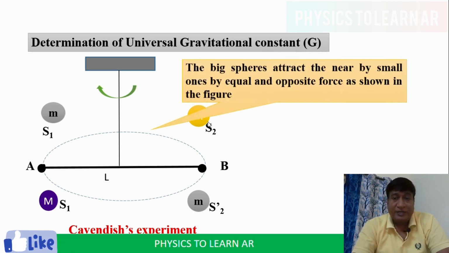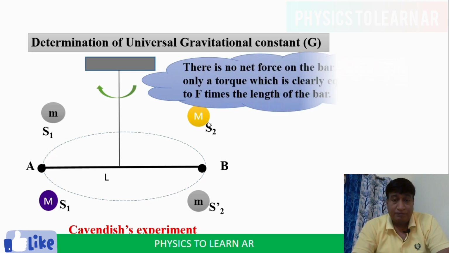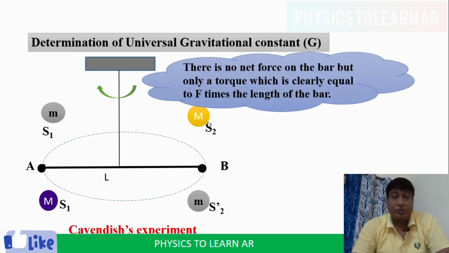The big lead attracts the nearby small one by equal and opposite forces as shown in the figure, because we know very well that whenever we have two bodies, between them there will be a force of attraction because of gravity due to their masses. Therefore there is no net force on the bar but only a torque, which is equal to F times the length of the bar.